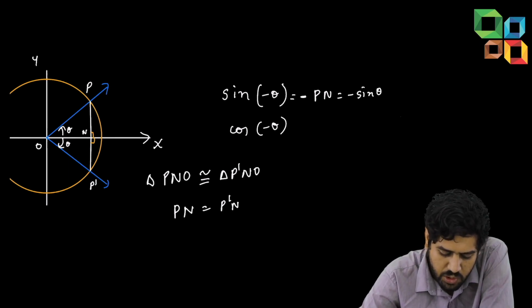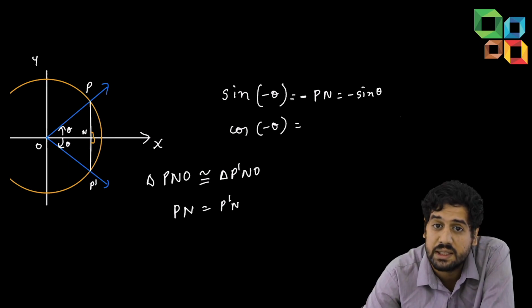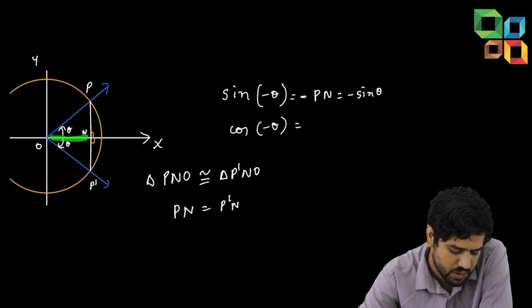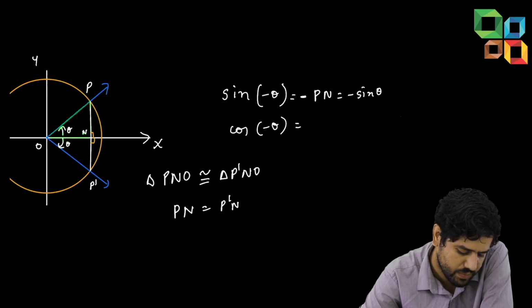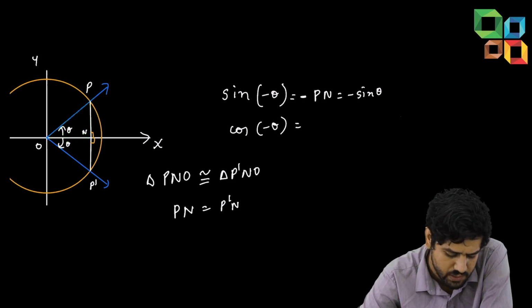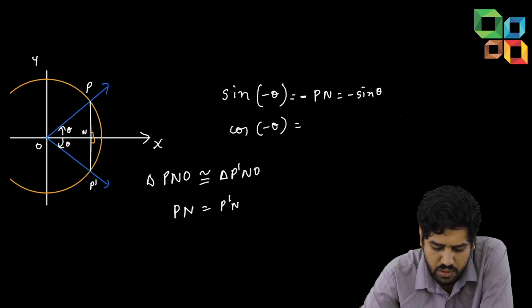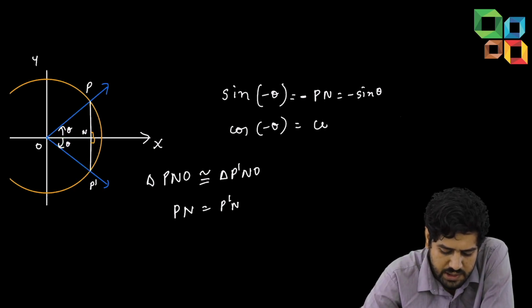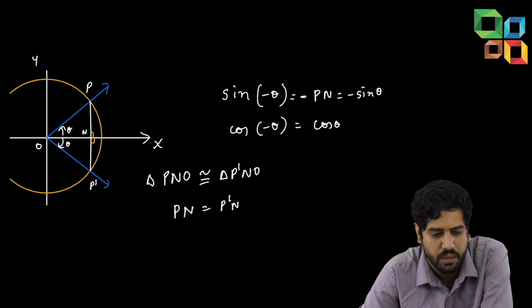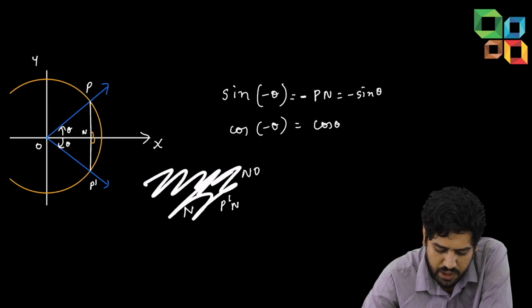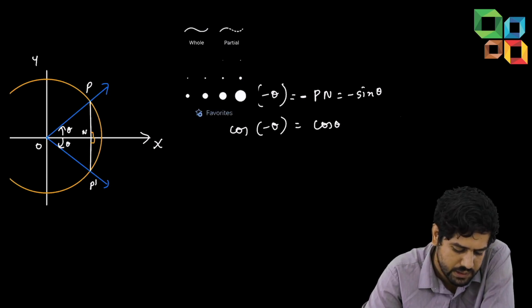What about cosine of minus theta? Cosine is the x coordinate, which is this. And the x coordinate is the same for this point as well as this point. So cosine of minus theta will be the same as cos theta. Now, once we have sine and cos, we'll be able to do all the other ratios.